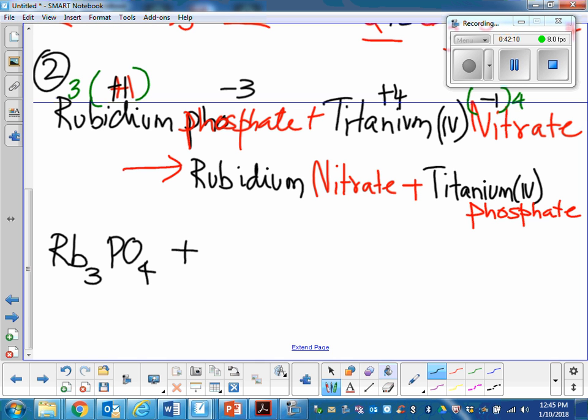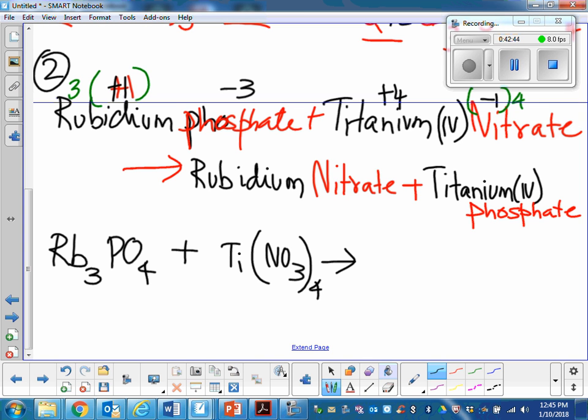It's going to be Ti, correct? Am I multiplying Ti? And then nitrate is NO3. And do I repeat it? Am I multiplying the nitrate side? So how many times should I repeat that? 4. Very good. Okay. Moving on.